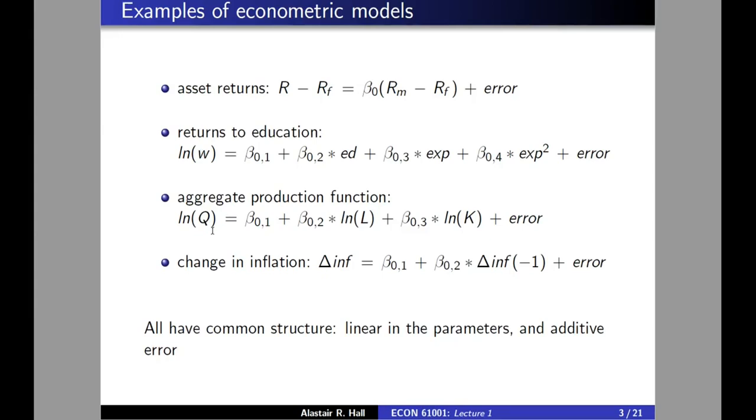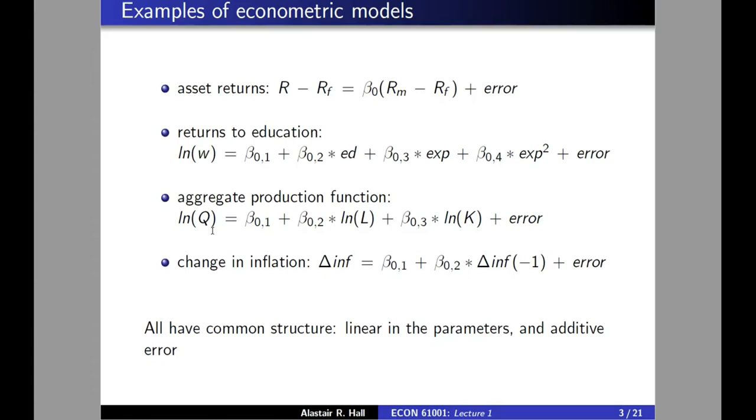The dependent variable and the explanatory variables are observed. The error is unobserved by definition. And in each of these cases, we may know the interpretation of the regression coefficients, but we do not know the specific values that they take. For example, in the CAPM, we know beta 0 is the investment beta for that stock, but we do not know the specific value it takes for the stock in question.